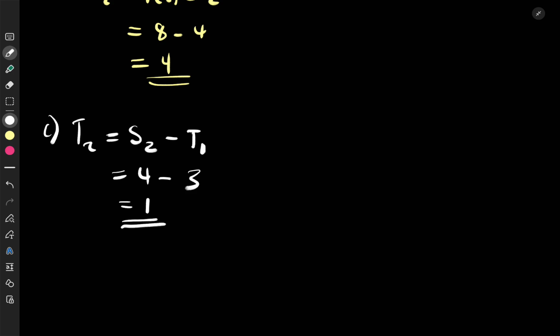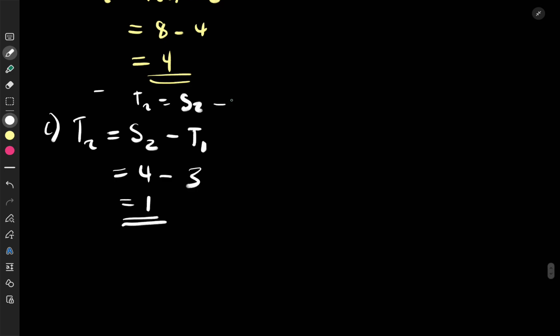Okay, this came from the idea that T1 plus T2 gives you the sum of the first 2 terms. So to get the second term, you just take T1 to the other side. You have the sum of 2 terms minus the first term. This gives me the second term. Done, right?